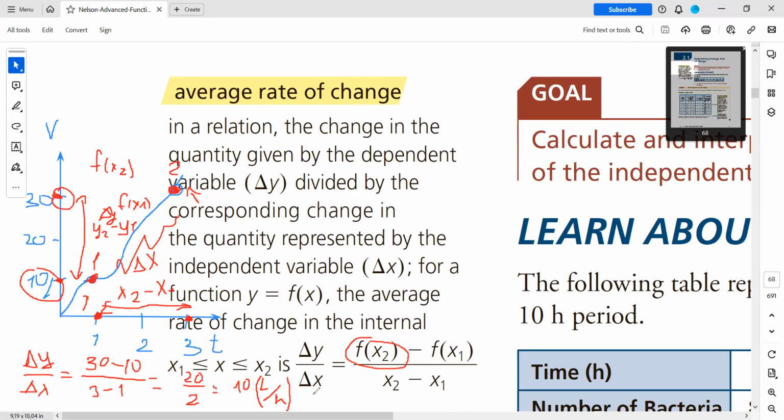For example, number of bacteria in the colony. How many bacteria are gained in the colony over an hour, right? Or for example, how many planes the company is assembling over a year? You see, your x or independent variable could be time, it could be quantity, it could be anything.